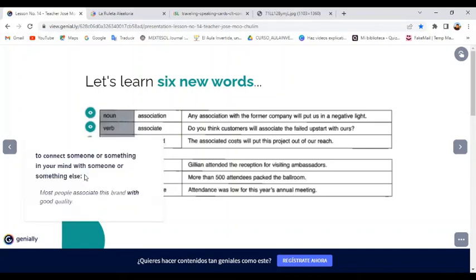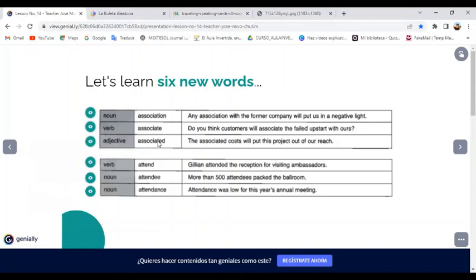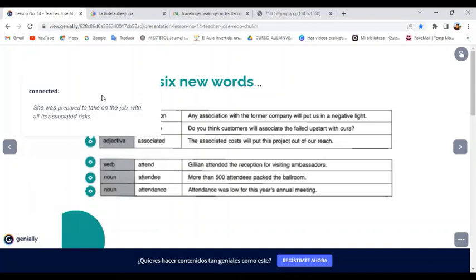Then we have associate, which is very similar, but in this case means to connect someone or something in your mind with someone or something else. Okay, asociar. For example, most people associate this brand with good quality. La mayoría de las personas asocia a esta marca con buena calidad. Y luego tenemos associated, that basically means connected. For example, she was prepared to take on the job with all its associated risks. Ella estaba lista para tomar su trabajo con todos los riesgos relacionados a ella.